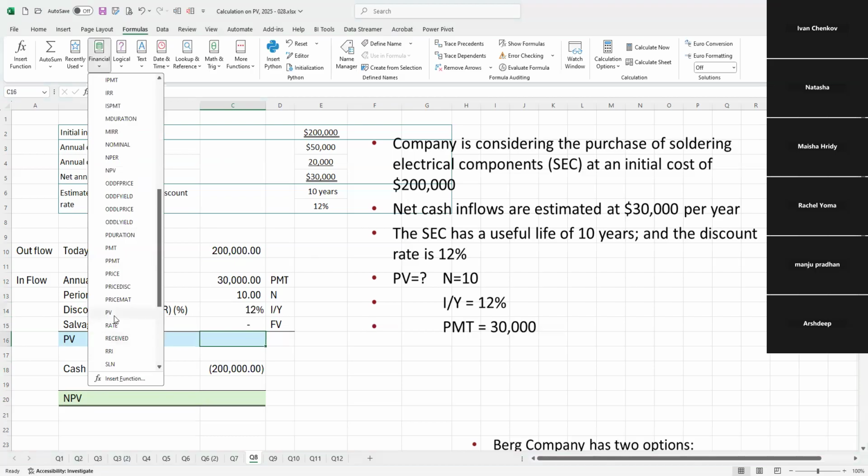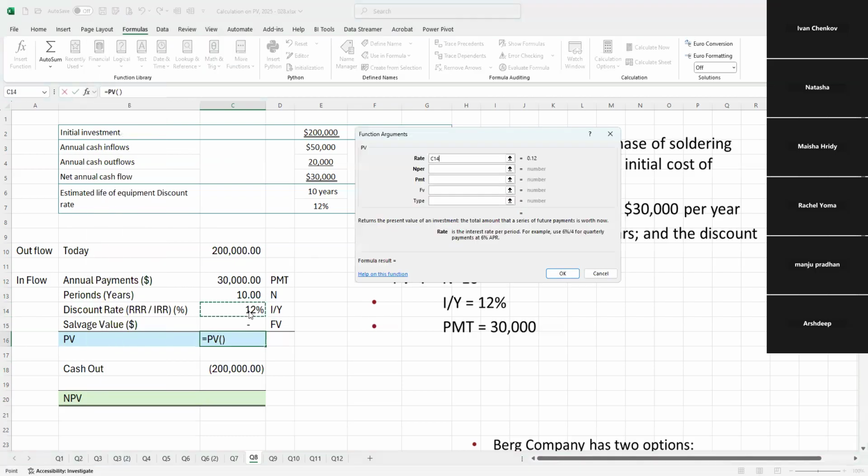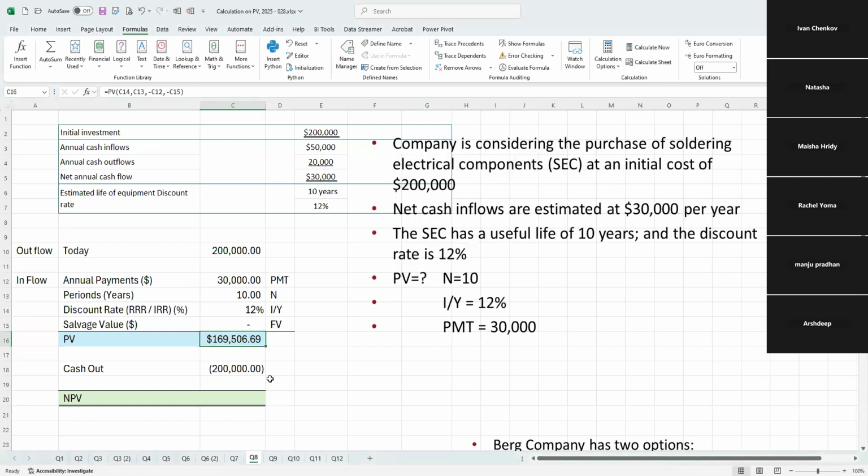Financial, going to the present value, rate is 12%, number of periods 10, payment is negative 30,000, future value is 0. So we're getting 169,506. Is that enough to cover our initial investment? No. Oops, not that one. Should be plus here. We are down. So basically, we're not going to reach 12%.